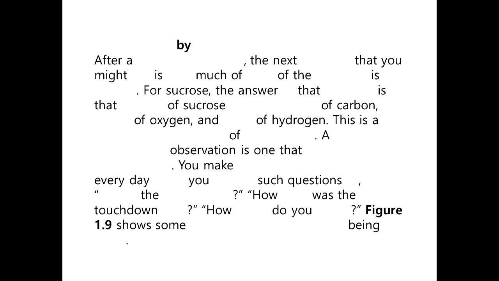After a qualitative analysis, the next question that you might ask is how much of each of the elements is present. For sucrose, the answer to that question is that 100 grams of sucrose contains 42.1 grams of carbon, 51.4 grams of oxygen, and 6.5 grams of hydrogen. This is a quantitative expression of composition. A quantitative observation is one that uses measurement.